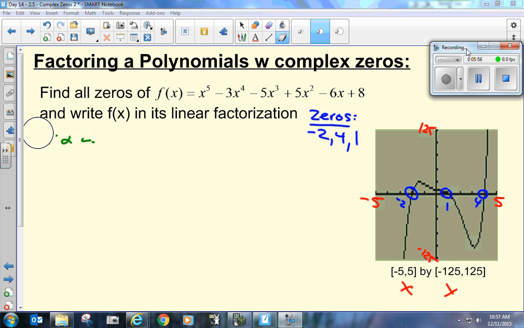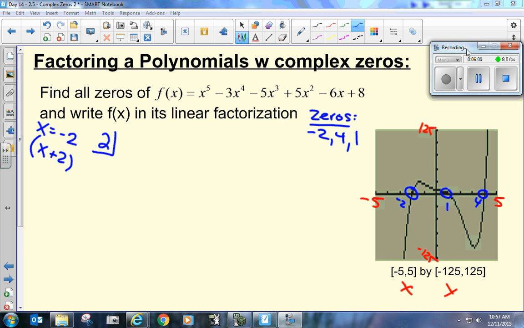Yes. So, I want to show you something. If I have a root that's -2, what's the factor? X plus 2. So I put a +2 here, and that's going to go into my polynomial synthetic division. It's the 1, right? 1, -3, -5, +5, -6, and 8.